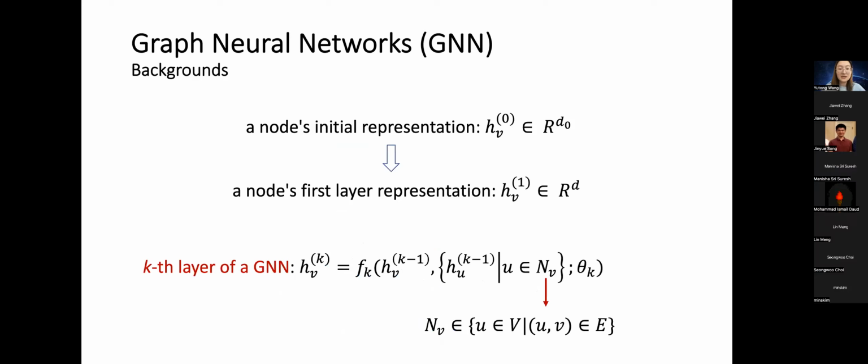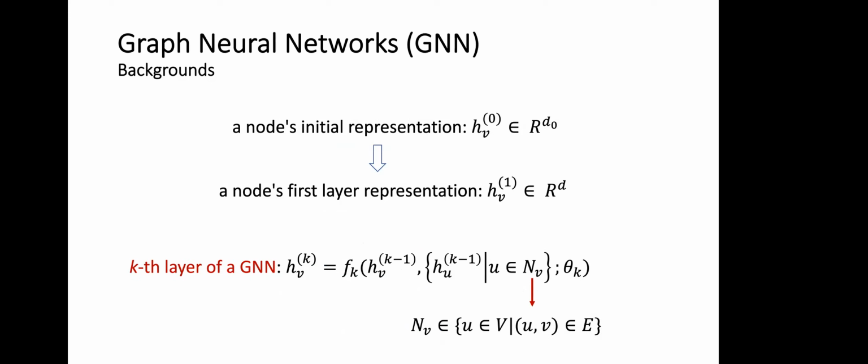So formally speaking, we can have an initial representation of each node V in the graph as h_V^0. 0 means you can think of it as layer 0, which is the initial representation of a node. It belongs to R^D0, where D0 is the dimension of the node's initial representation vector. This representation is usually derived from the node's label or its given features.